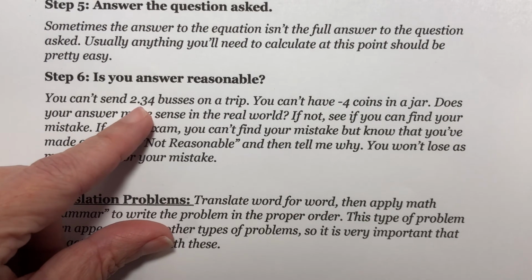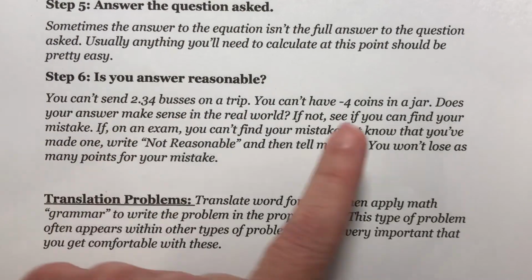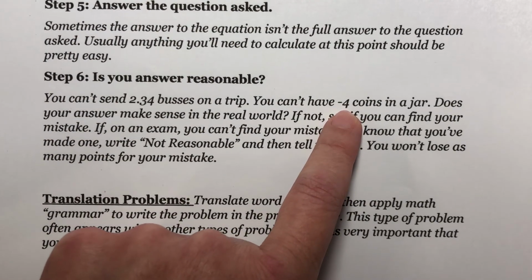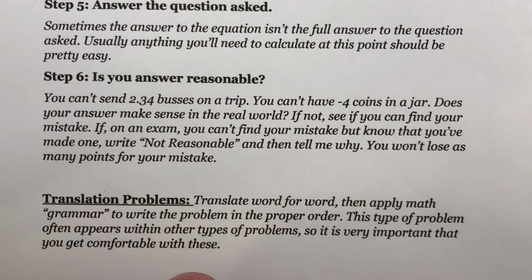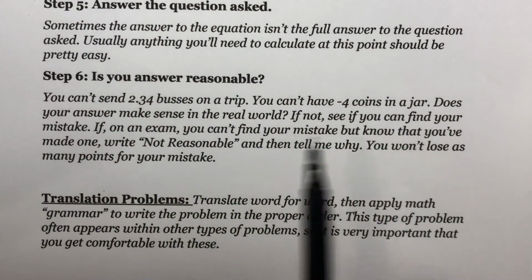Ideally you go back and you try to find your mistake. If you were asked to find how many coins there are in a jar, you can't end up with -4. It just doesn't make sense. You can't have half a coin in a jar either. So you need to ask yourself if your answer makes sense in the real world. If not, see if you can find your mistake.